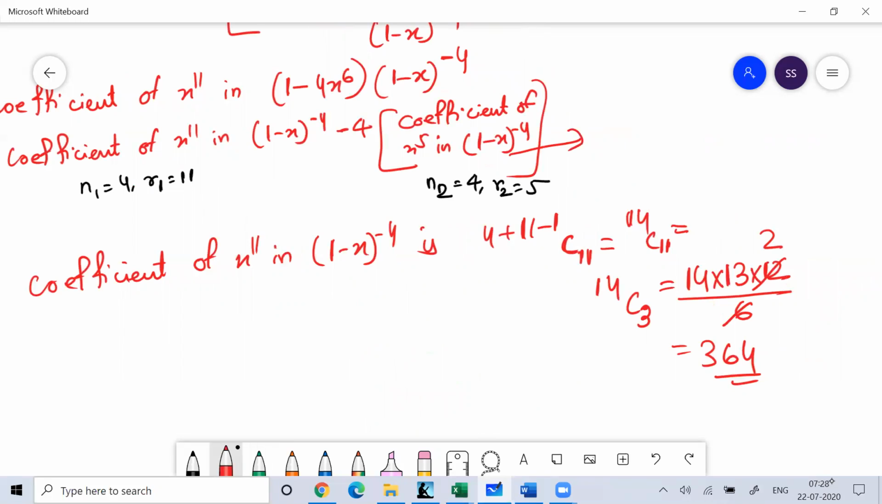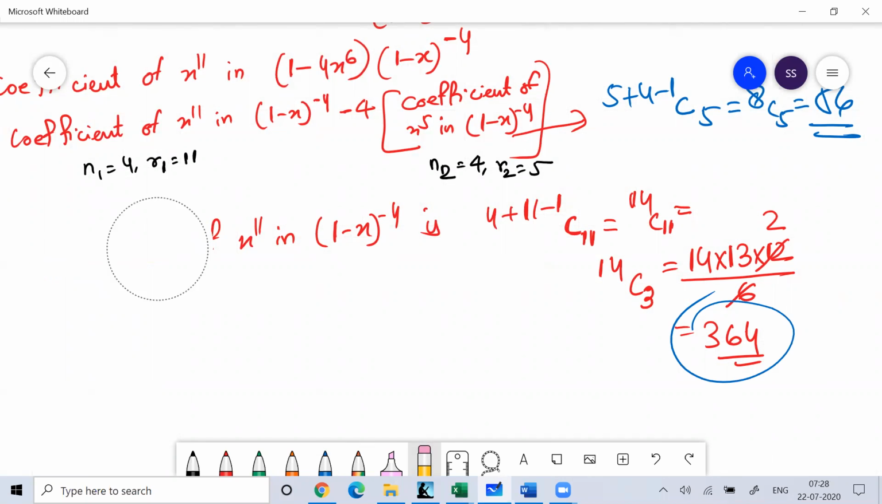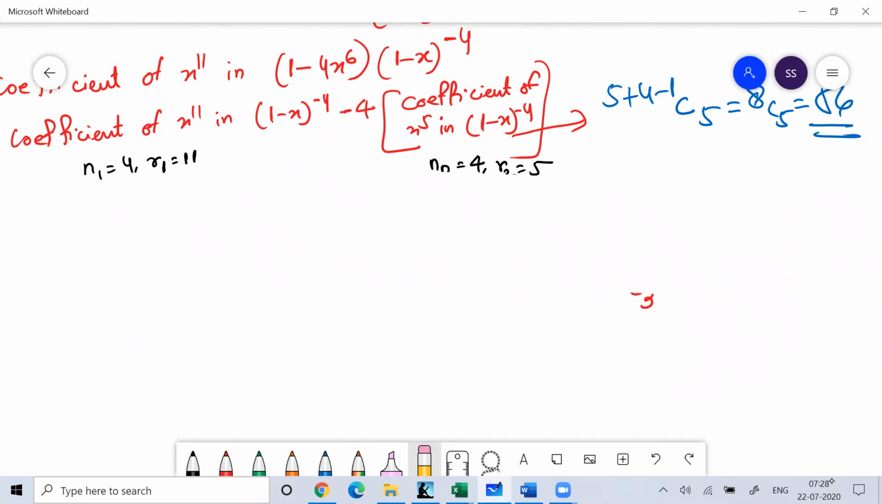And what would the other coefficient be? This value would be n plus r minus 1 C r, that is 5 plus 4 minus 1 C 5, where r is 5. So this is 8 C 5. 8 C 5 means 8 C 3, which is 8 into 7 into 6 divided by 6, that is 56. So you need to understand this is 364, this is 56.